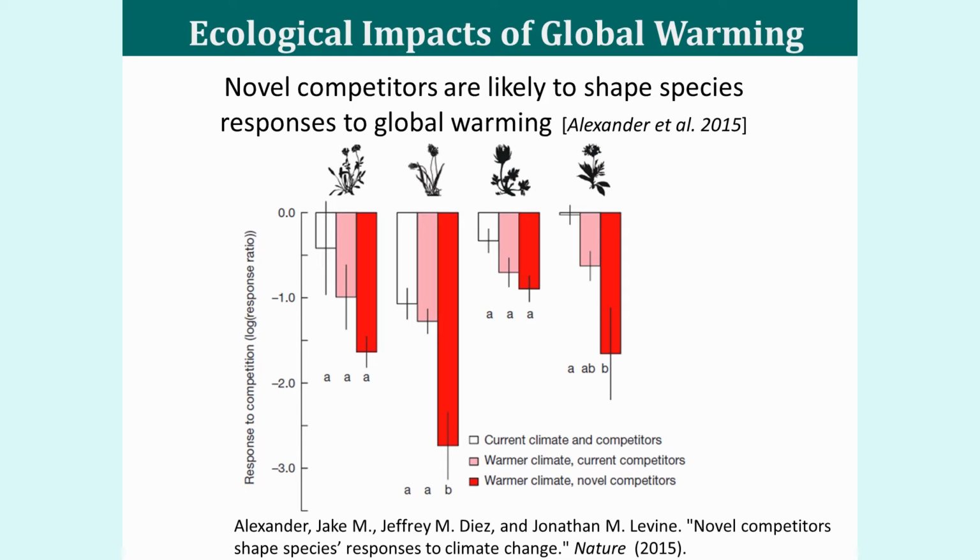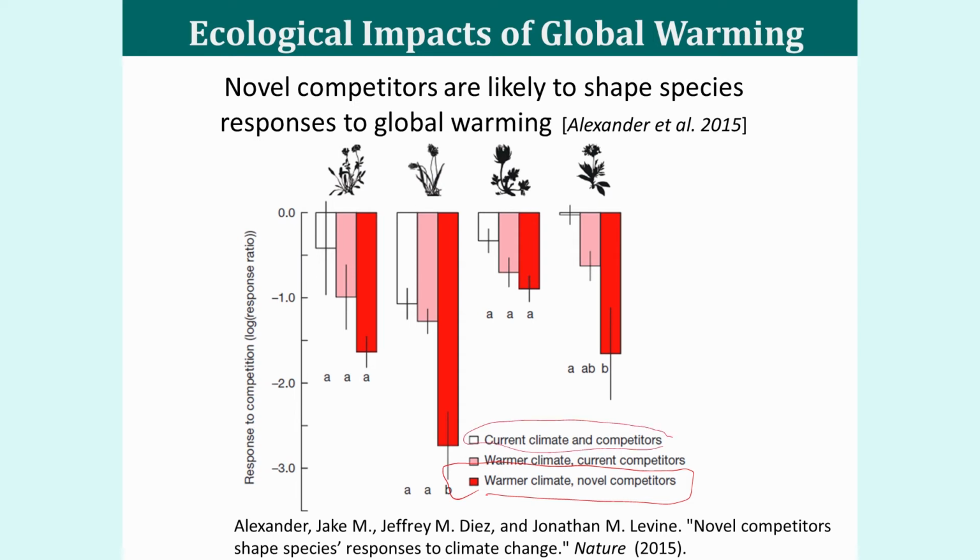A study in alpine meadows looked at how competition between plants interacts with global warming, and they found that the negative effects of competition were exacerbated when global warming occurs with new competitors. So as you can see here, the dark red bar shows warmer climates with new competitors, and all of those were the highest reductions in 4 different plant species as compared to warmer climates with current competitors or current climate and competition.